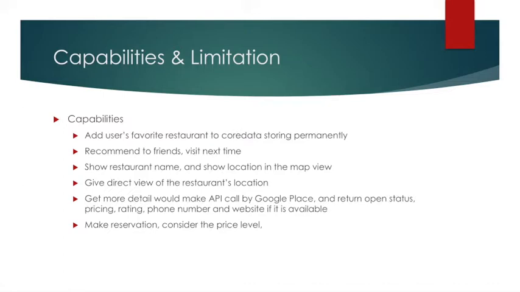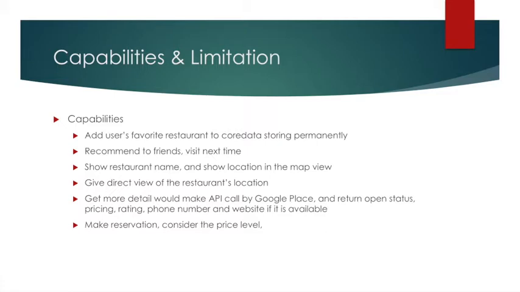So about the capability and limitation, what my application will do, I will show you later in another video. My application adds the user's favorite restaurants to Core Data and stores them permanently, for the user to recommend to friends, visit next time, things like that. It will also show the restaurant name and show the location directly in the map.